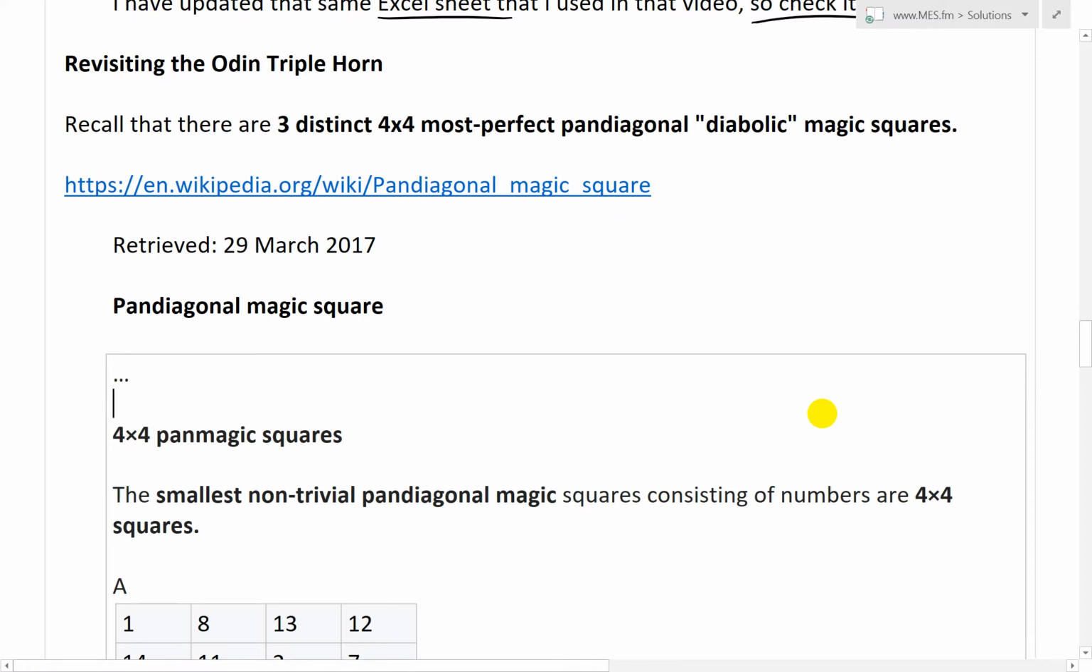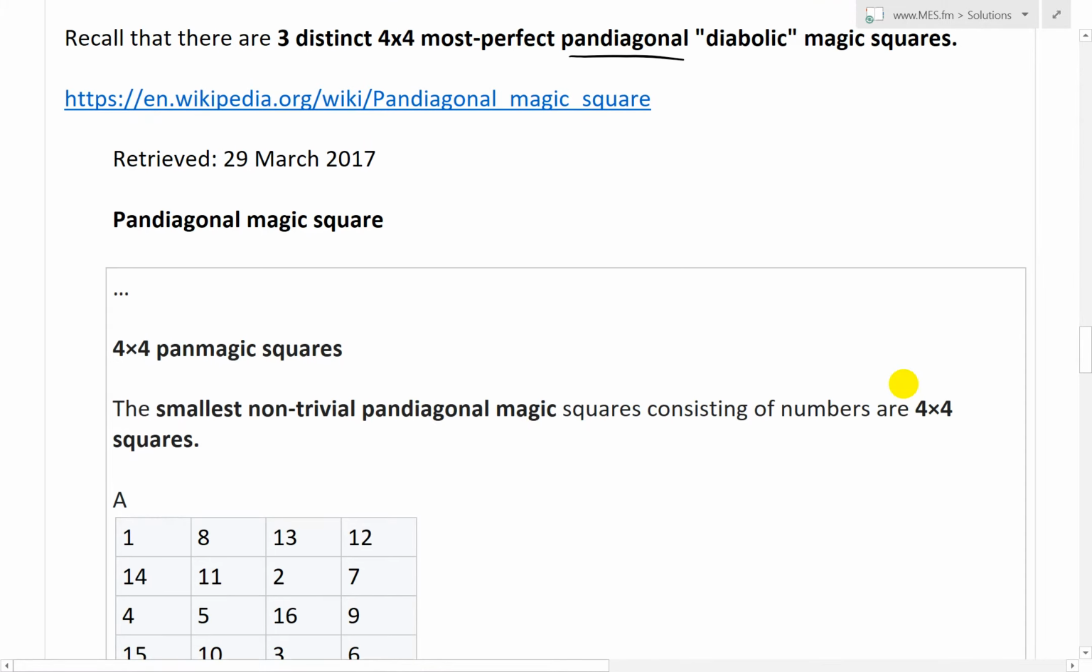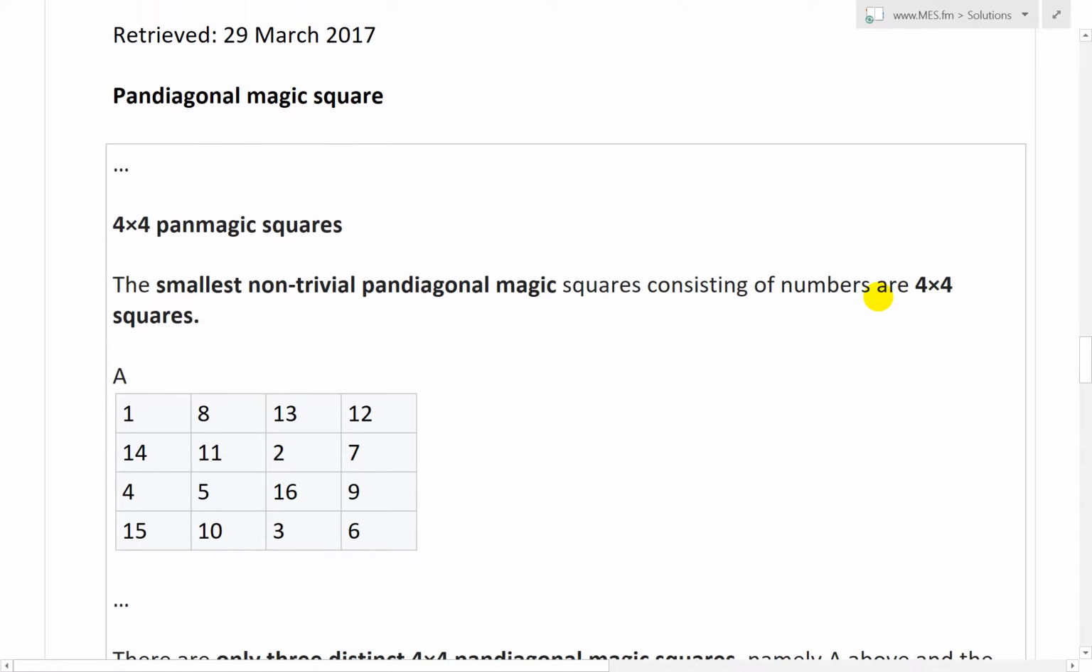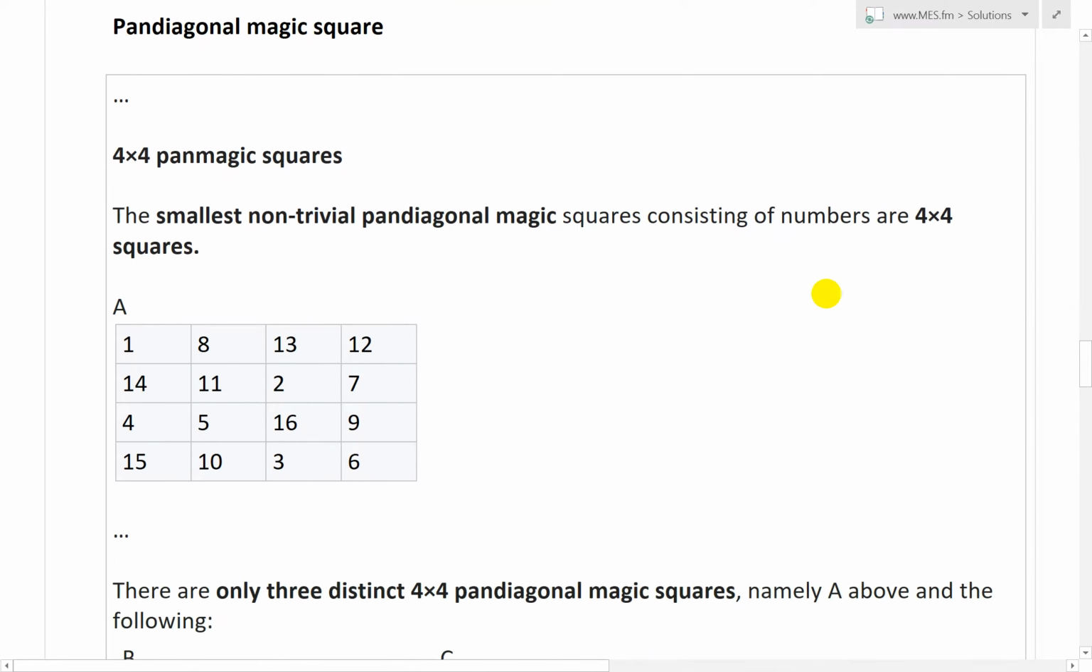So now let's revisit that Odin's triple horn. Recall that there are 3 distinct 4x4 most perfect pan-diagonal, quote, diabolical magic squares. If you go to Wikipedia, it shows these pan-diagonal magic squares like this.